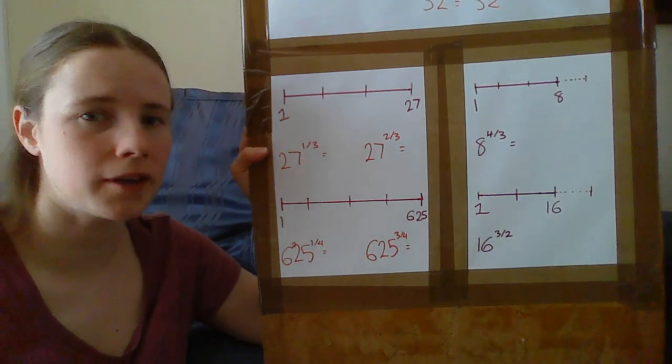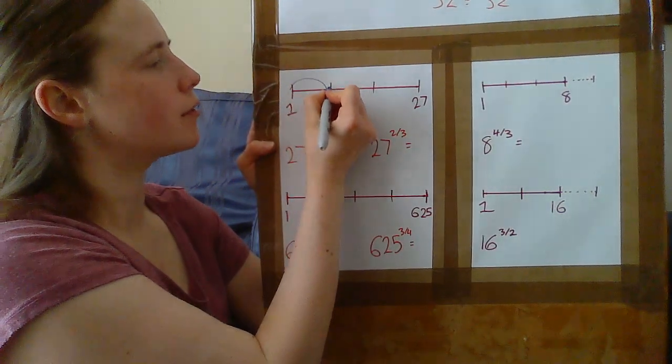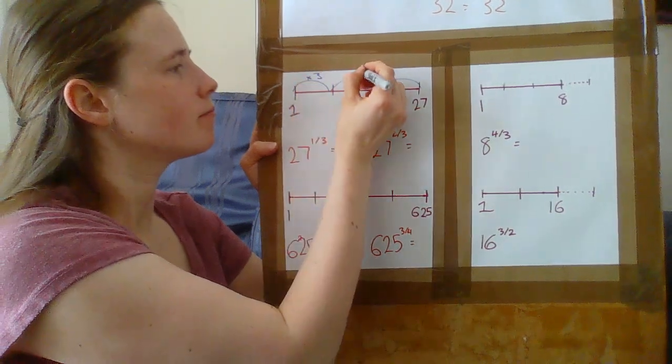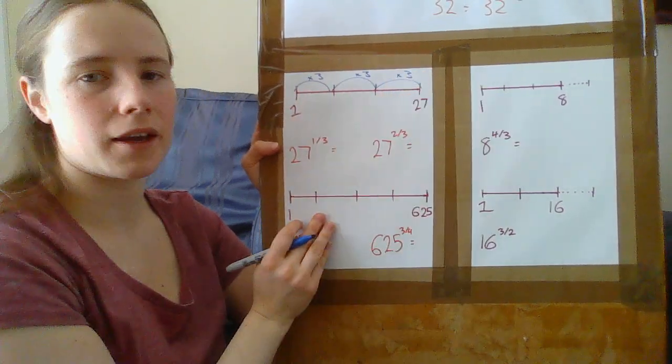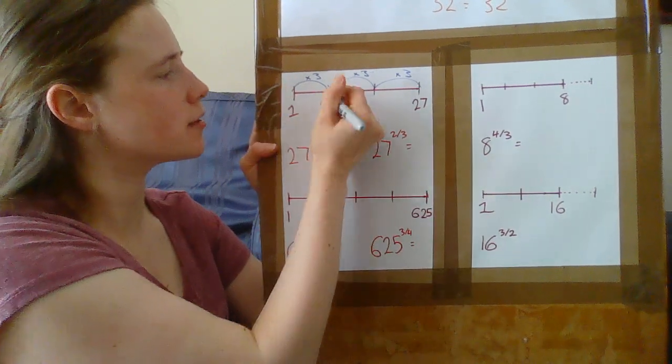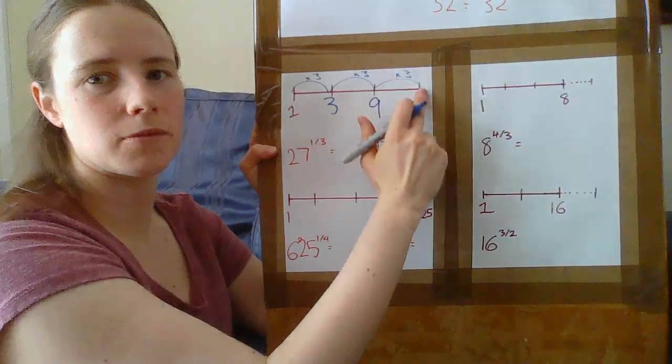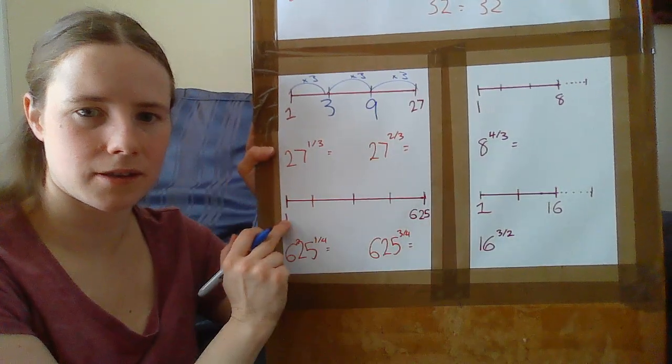Okay, so for the first one, in order to get from 1 to 27 in 3 jumps, we need to times by 3 each time. So I can fill in the gaps. 1 times 3 is 3, 3 times 3 is 9, and I can check I'm right. 9 times 3 does get me 27, so that's correct.